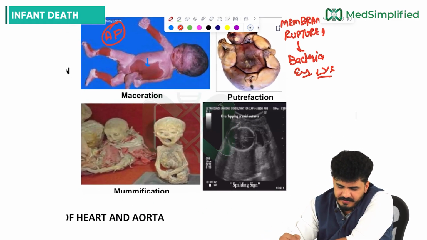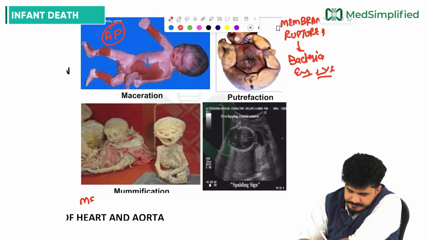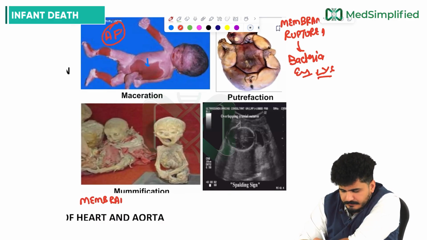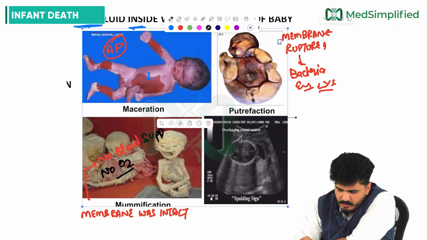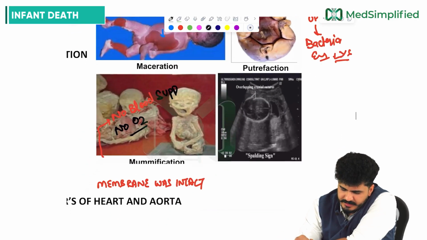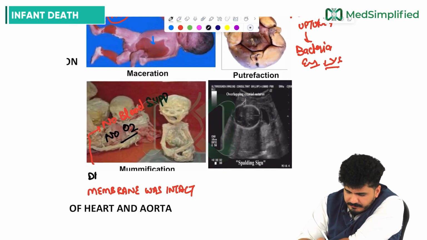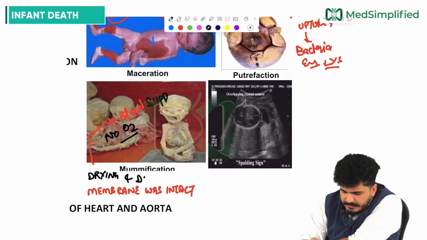Now, sir, mummification. Membrane was intact right here. And because of the intact membrane, what happened? No blood supply, no oxygen, guys. And because of that, there was dehydration, drying and dehydration, if the baby is born like this.